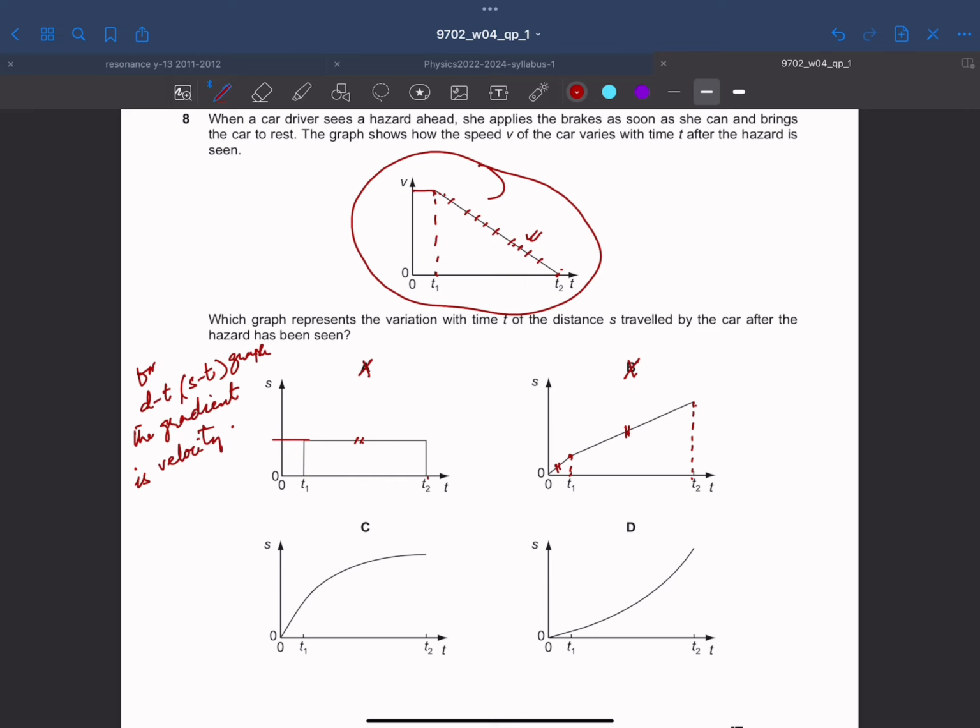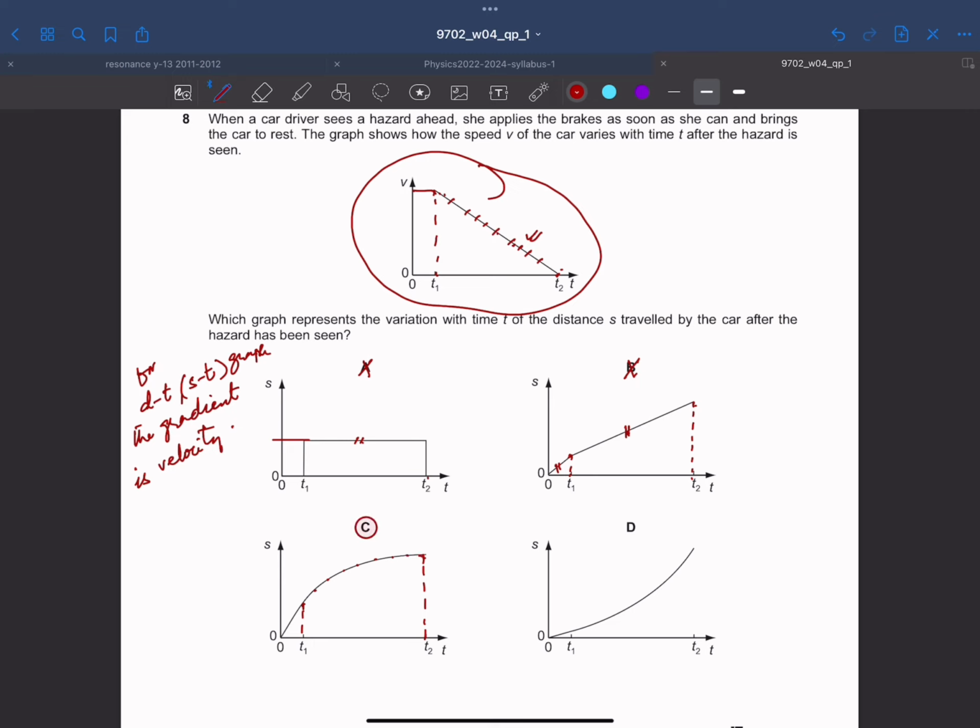Here in C, between time t1 and t2 particularly, you can see that the slope is decreasing while the distance is increasing, but the slope or the gradient of this graph is decreasing. It means that gradient is nothing but velocity. So we can simply say that this graph shows that the velocity is decreasing with the passage of time. So this will be our correct option.